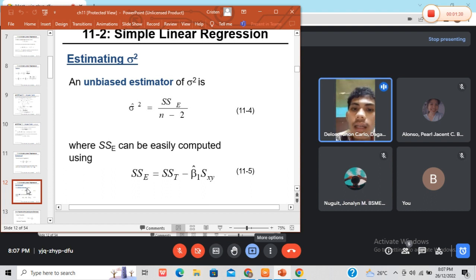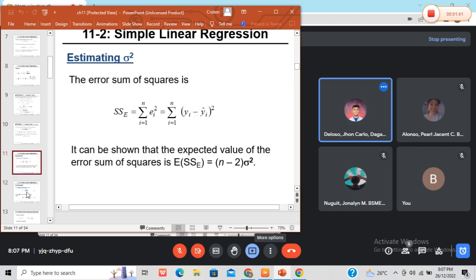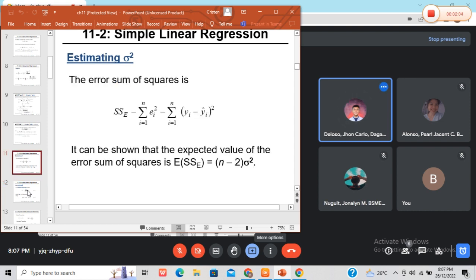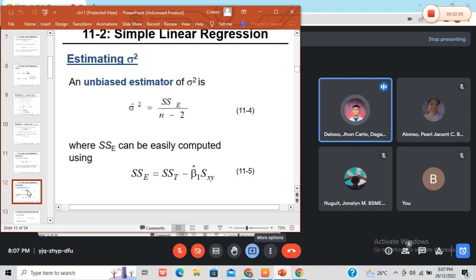Estimating the variance. An unbiased estimator of the variance is equal to SS subscript E divided by n minus 2, where SS sub E can be easily computed using the formula SS sub E is equal to SS subscript T minus beta hat sub 1 multiplied by S xy.